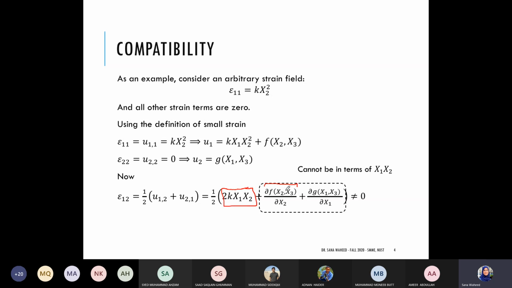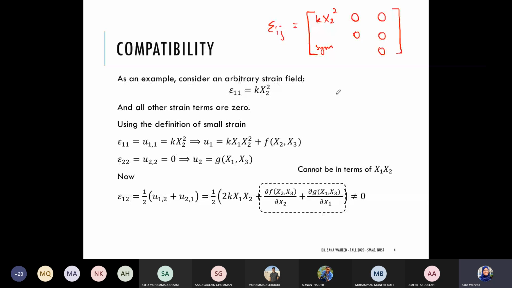So when both of these are not in terms of x1 and x2, we cannot cancel it. So whatever I do, this will never equal 0. And this is a problem for me because to begin with, I had said that my strain tensor is kx2 whole square 0 0 0 0 0. So I had claimed that this was my strain field.